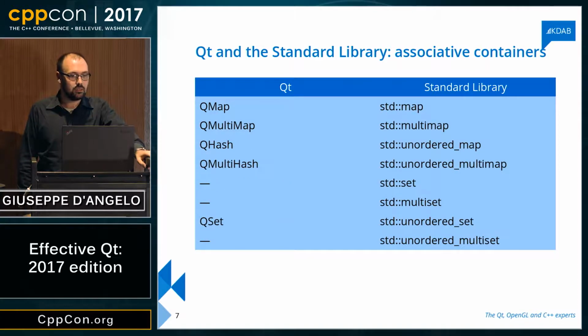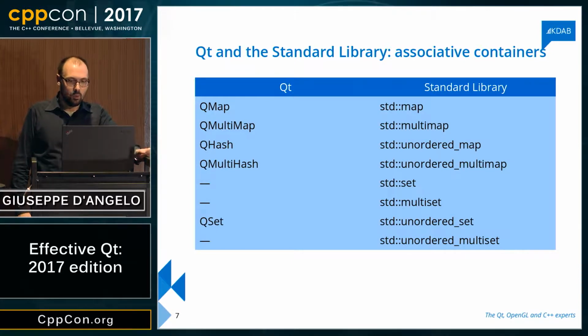When it comes to associative containers, Qt also has them, of course. There is map, there is multimap, there are hash tables, there are multi hash tables, and there is a QSet, which is not like std::set, which is an ordered set. So a QSet is not ordered, right? It's just a set of elements.